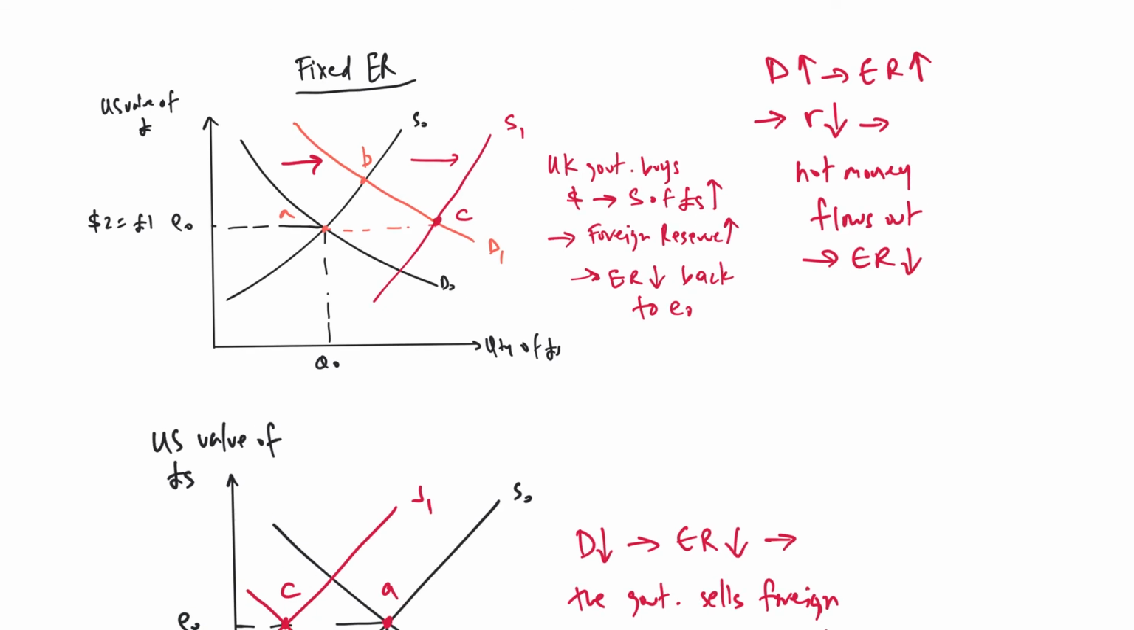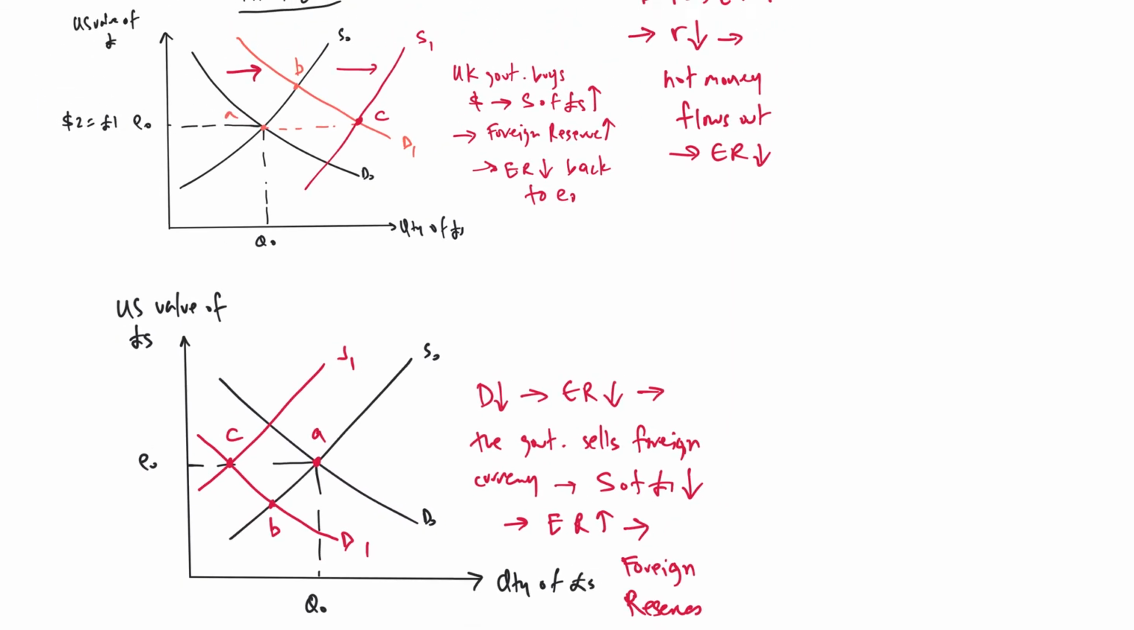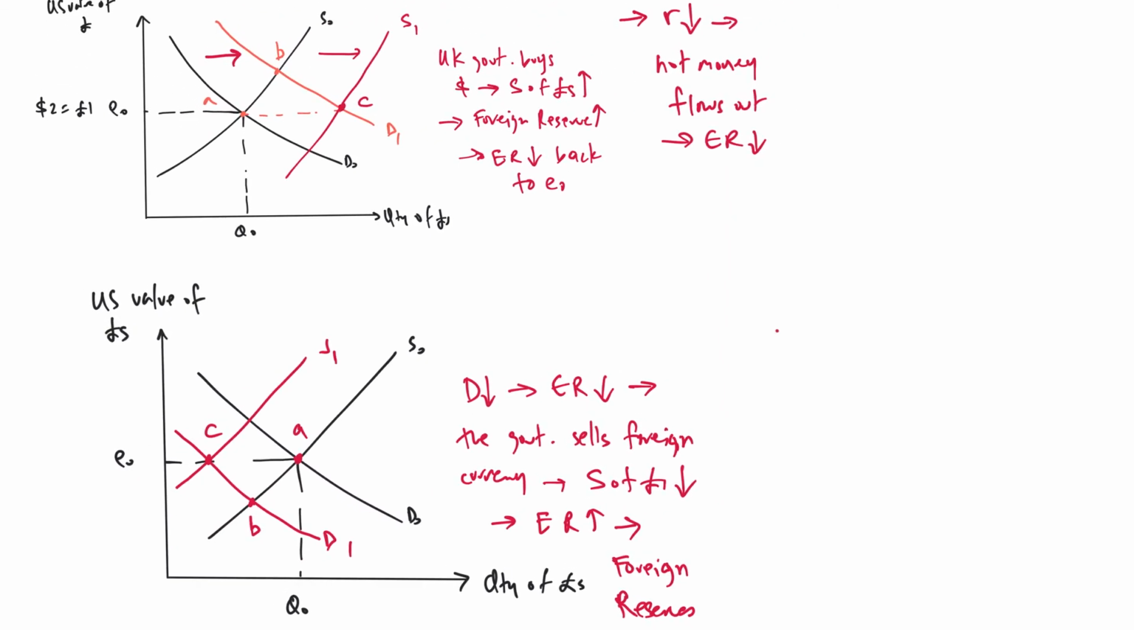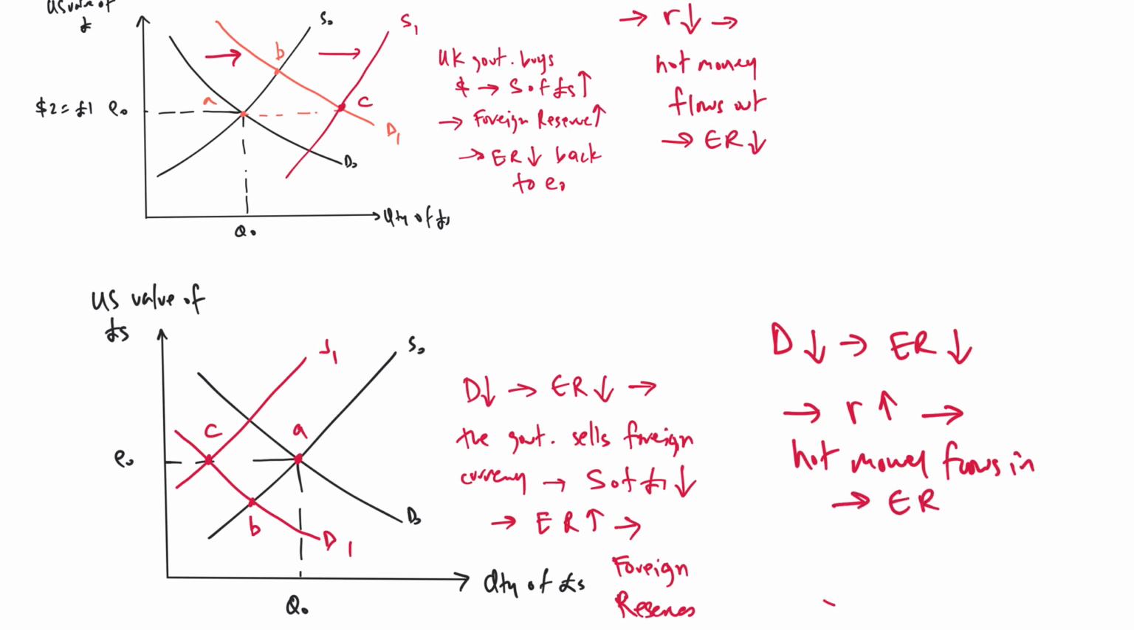Why? Because interest rate falls, hot money flows out, and the exchange rate will fall back to the level you want it to. Or similarly, for example, if the demand is falling and the exchange rate is falling, in this case you can bring the interest rate up. And when the interest rate goes up, then hot money flows in, and that will make the exchange rate rise. Okay, so another tool that we have as a government is basically using the interest rate as a means to manage your fixed exchange rate.